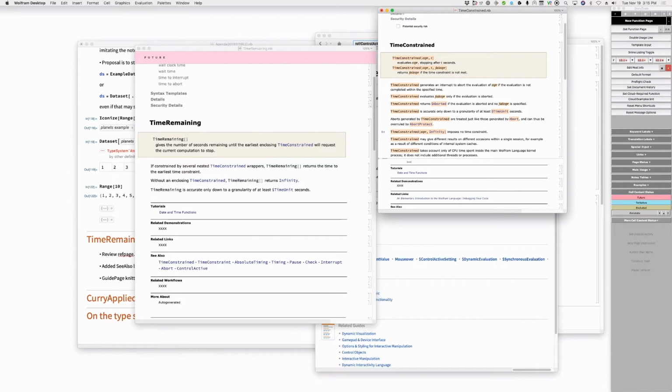Okay, hold on. Point made by Ethan on live stream: if time remaining uses the task system, take care about clouds and subkernels. Yeah, I think this is very much using.